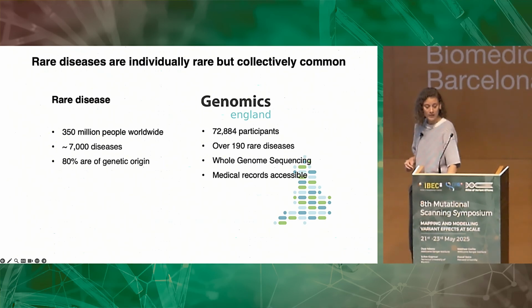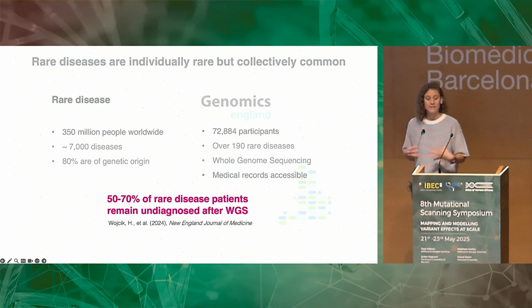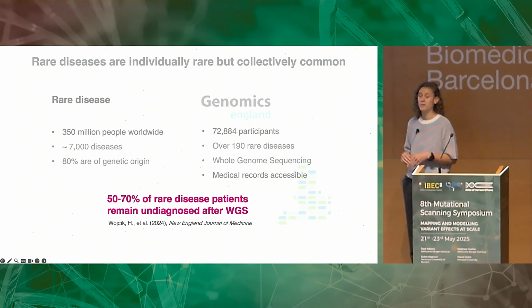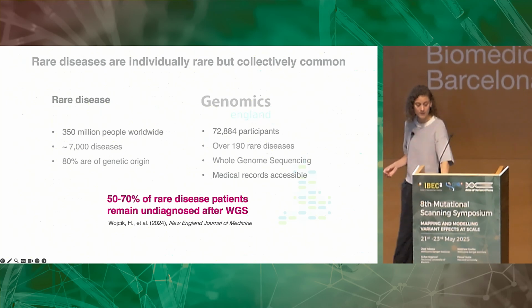And now it's more common to get patients' whole genome sequence, which has the potential to improve diagnosis. But unfortunately, still 50 to 70% of rare disease patients remain undiagnosed after having their whole genome sequenced. And that means that a lot of families are left without answers, which delays treatment, reduces life expectancy, prevents them from participating in clinical trials, and adds emotional and financial burden. So to summarize, many patients with rare disease lack a genetic diagnosis, and this is largely due to the lack of understanding of the functional effect of variants.